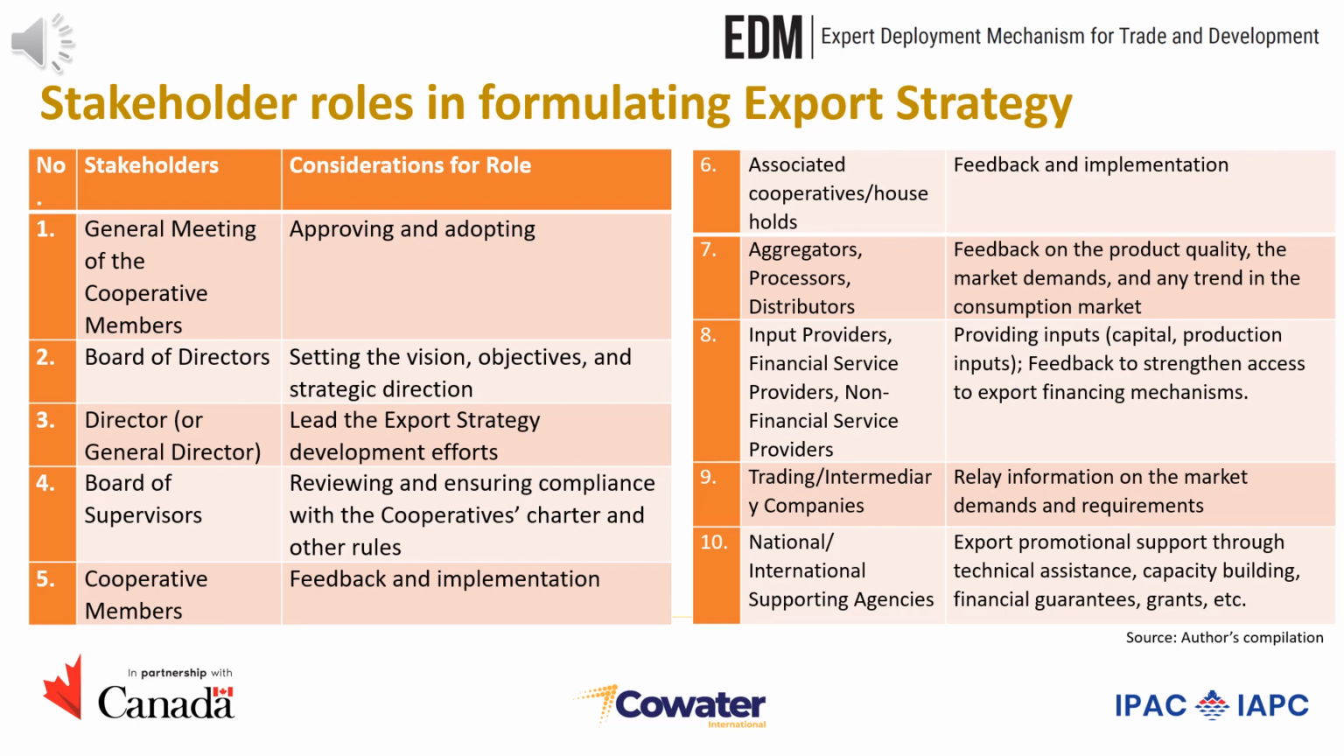This table summarizes the different stakeholders and their roles in the development and implementation of the cooperative's export strategy, as we discussed earlier. While the ownership and key responsibilities remain within the formal organizational structure of the cooperative, other stakeholders can also provide valuable inputs and feedback to strengthen the viability of the strategy.